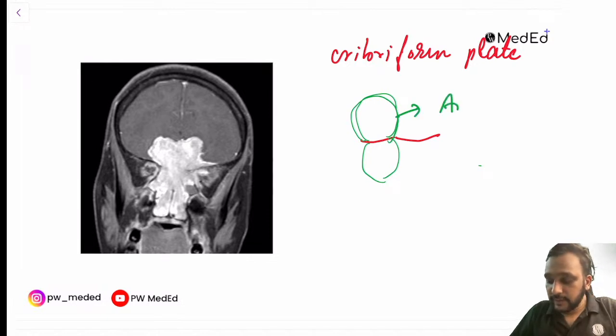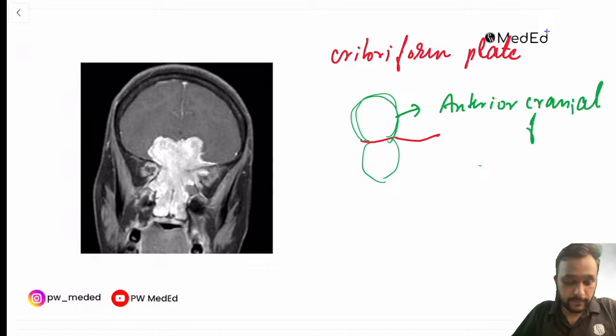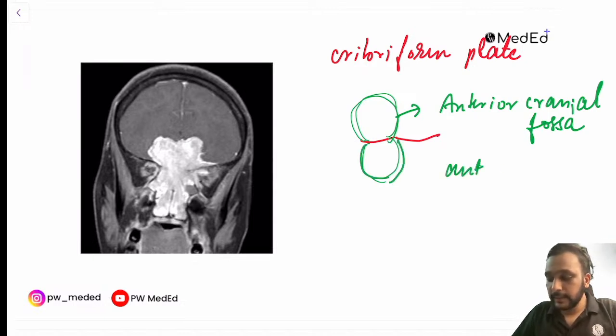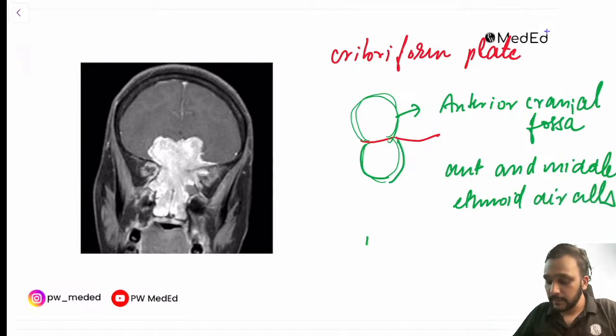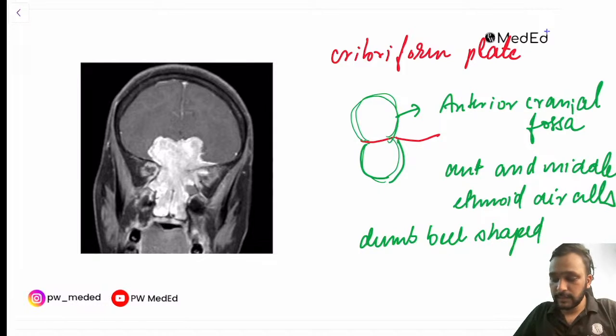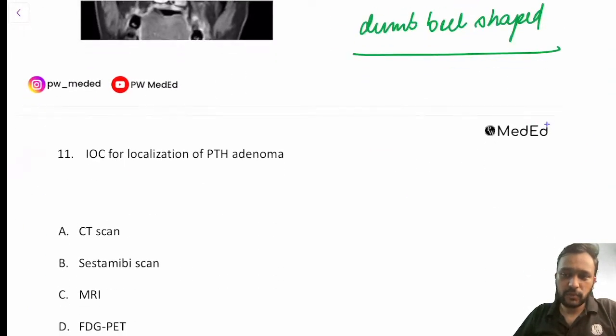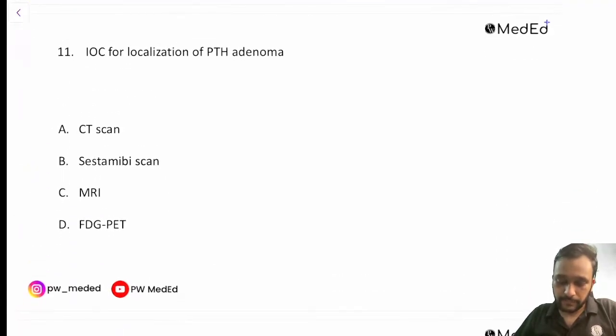So when it goes upwards, it can go into the anterior cranial fossa, and it can go downwards into the anterior and middle ethmoid air cells, right? And when it does so, it gives a dumbbell shaped appearance. Just remember that this dumbbell shaped appearance is seen in olfactory esthesioneuroblastoma. Okay.